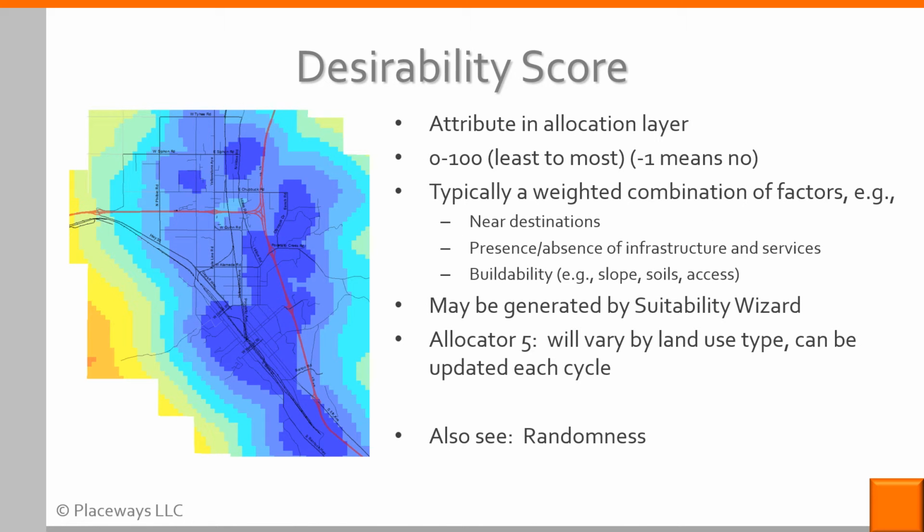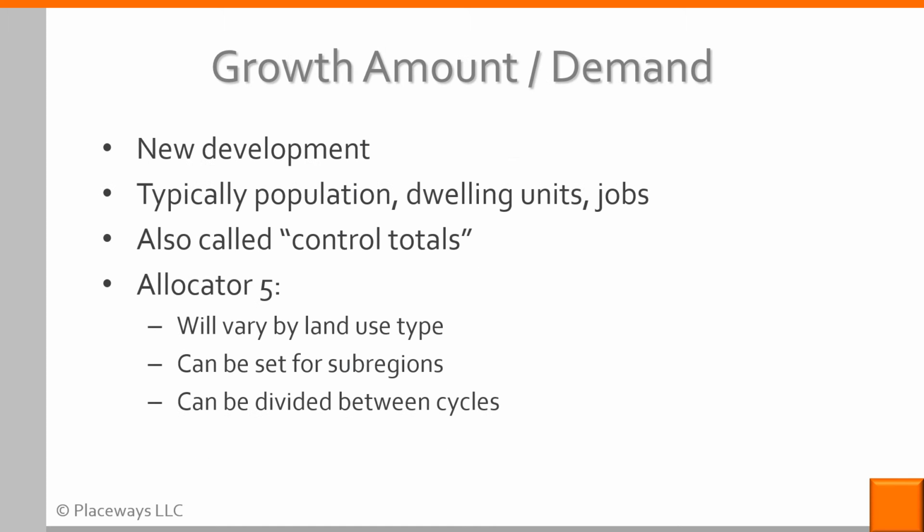The desirability score for each parcel is another required input that needs to exist as an attribute before you run the allocator tool. Usually it's a number from 0 to 100, where 100 is the most desirable location. Most often, desirability is estimated using the suitability wizard and a weighted combination of factors that influence where development is most likely to occur. The factors and their weightings vary by location, and it's up to you to determine what they are. Again, if you are working with multiple land uses, you'll need to develop separate desirability surfaces for each one.